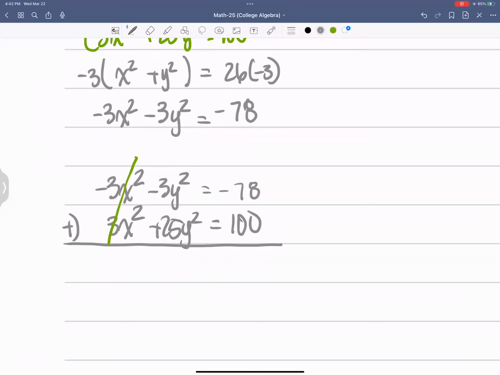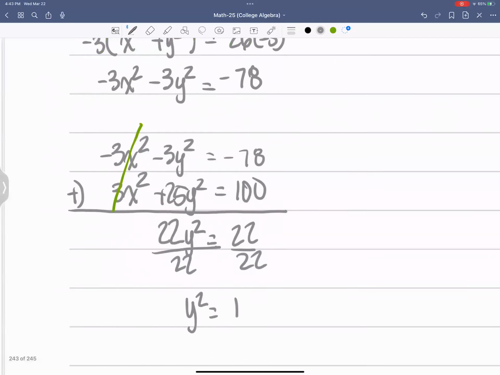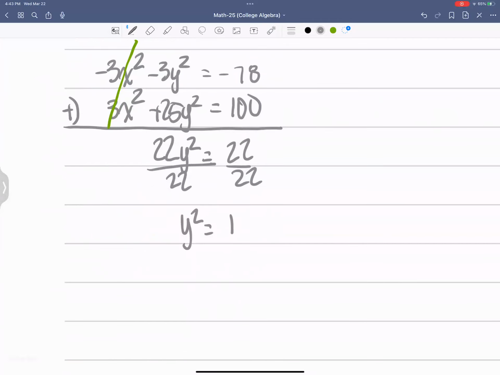Okay, adding these two equations together, we eliminate our x. Here we have 22y squared is equal to 22. Divide both sides by 22. We end up with y squared is equal to +1. Look at that, perfect. When we take the square root of this, we end up with y is equal to ±1. All right, so this gives us 2 separate solutions.